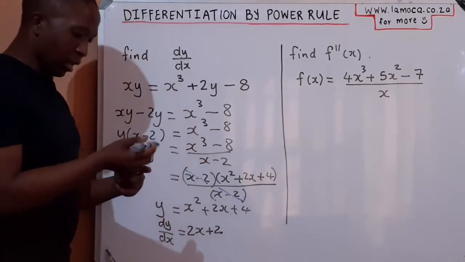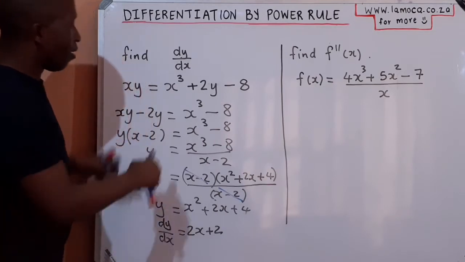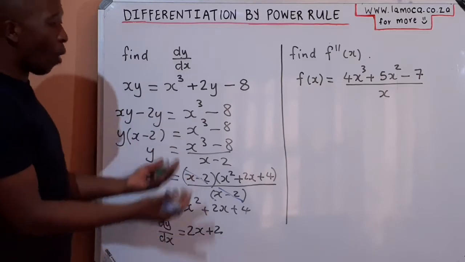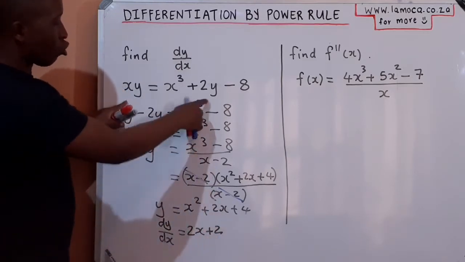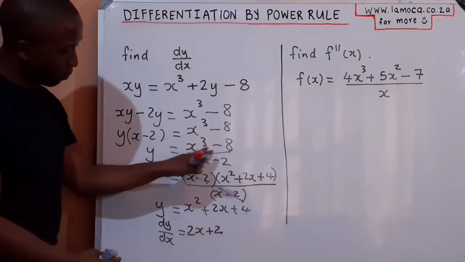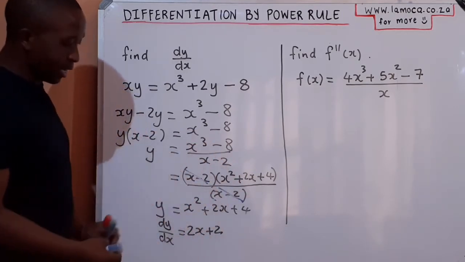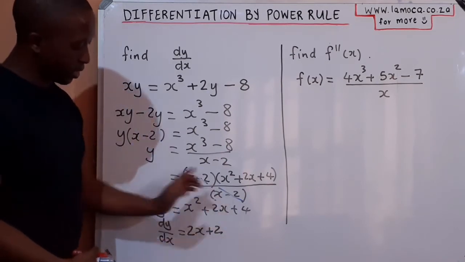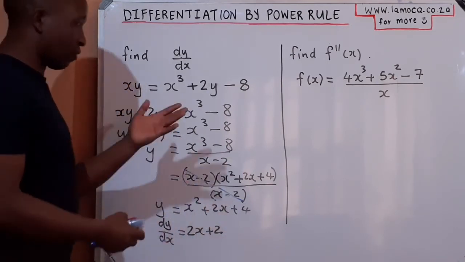So this is a very nice example because it shows you that sometimes y is not the subject of the formula. You can't find dy over dx before making y the subject of the formula. So group all the y's, take it out as a common factor, divide, and if you still need to do simplification like this, then do exactly that, so that everything is in the form coefficient, base, exponent, and then you are ready to start finding the derivative.